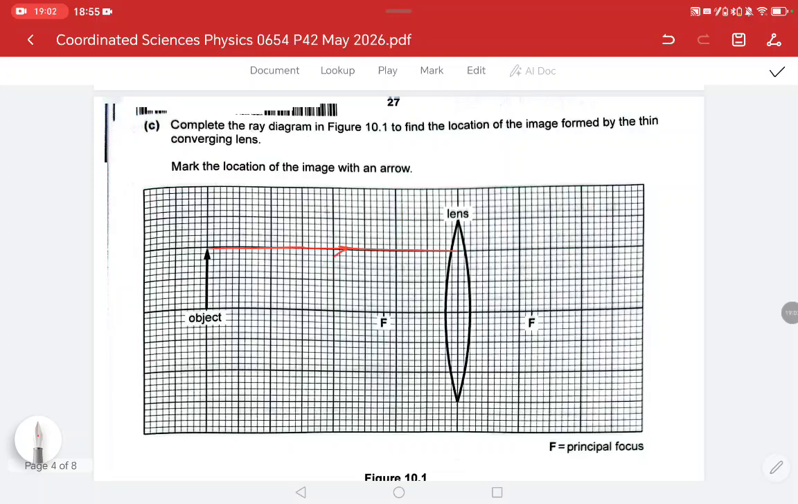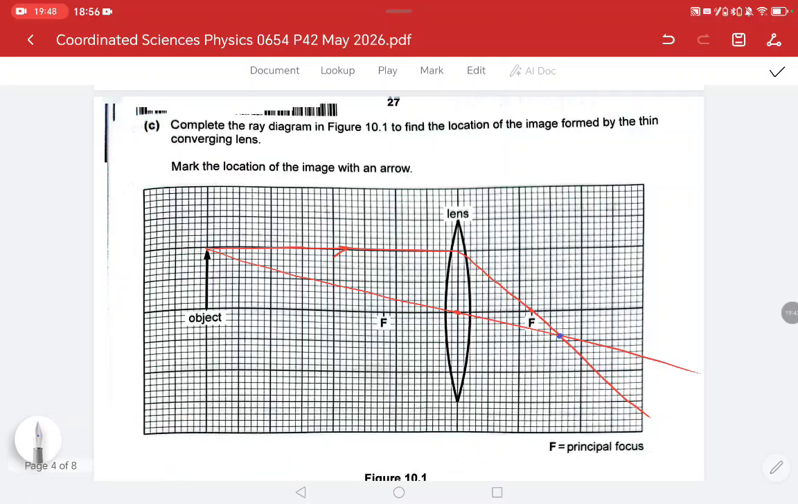If you have a ray parallel to the principal axis, this one will be refracted to the principal focus. So this one should go to F. Where is F? It is here. Something like that. And you draw another ray from the top and continue to the center. When you continue to the center, take care that there is no refraction.